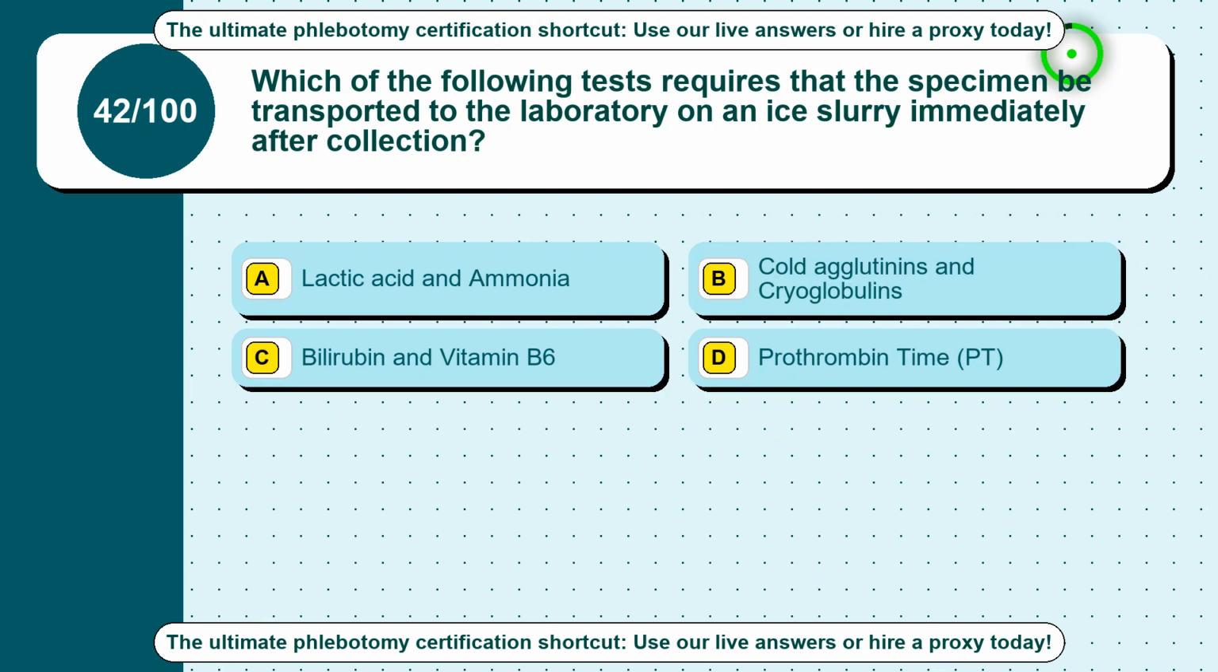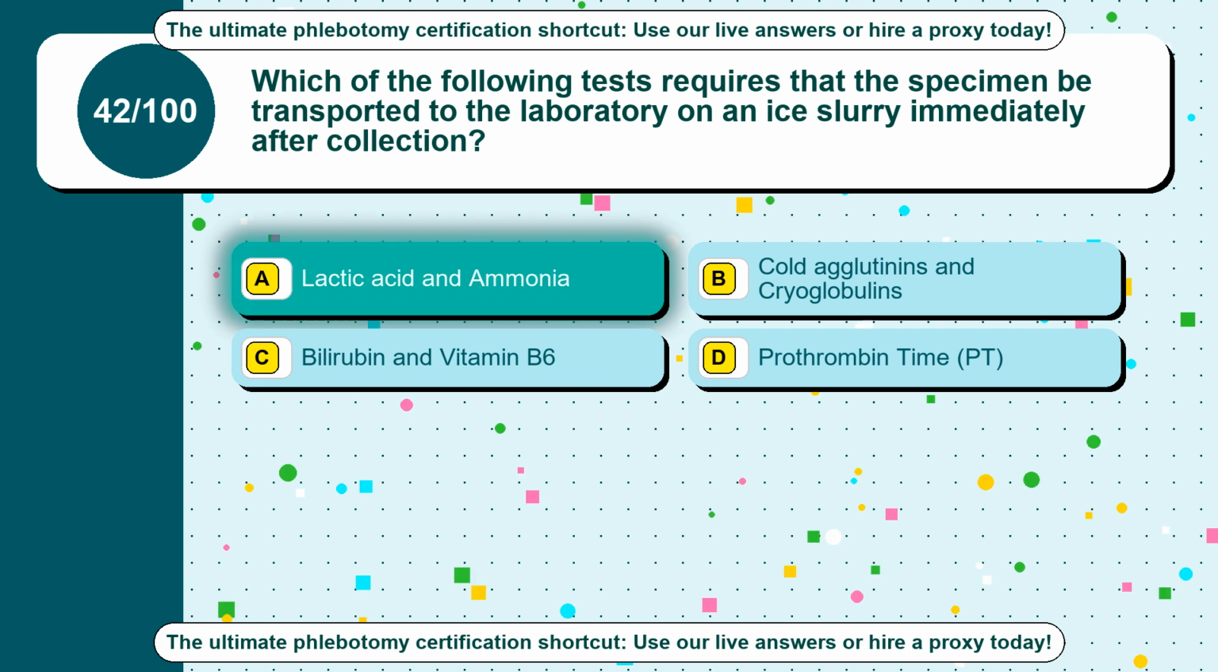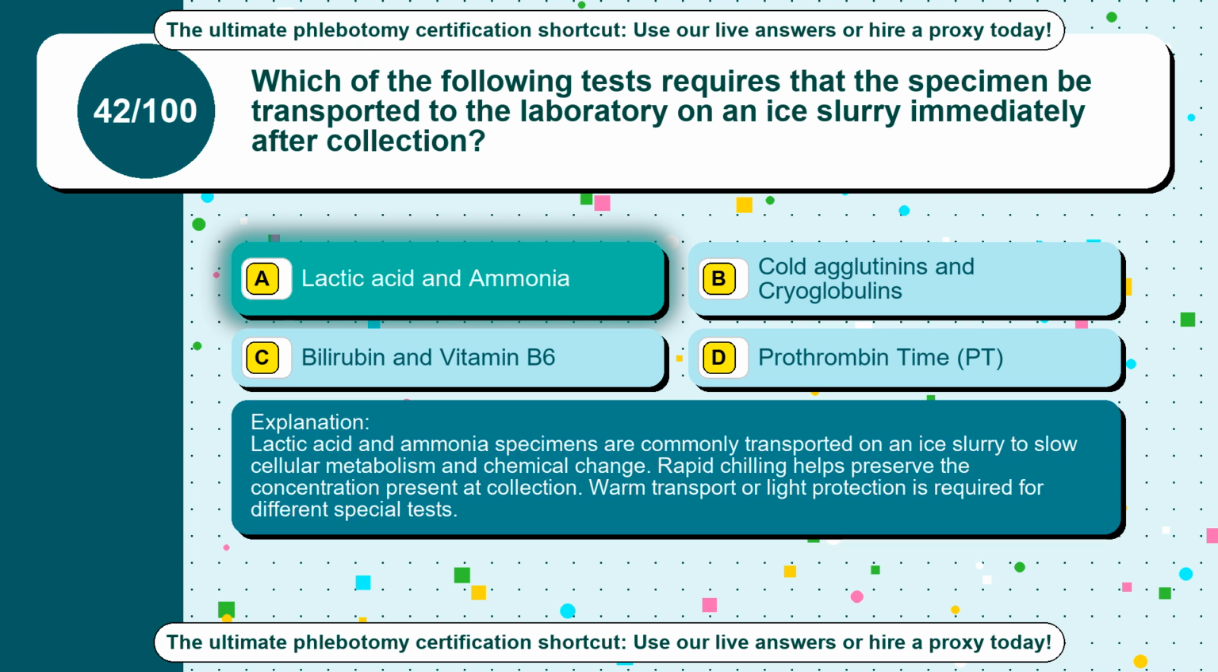Question 42. Which of the following tests requires that the specimen be transported to the laboratory on an ice slurry immediately after collection? Option A, lactic acid and ammonia. Option B, cold agglutinins and cryoglobulins. Option C, bilirubin and vitamin B6. Option D, prothrombin time. The correct answer is Option A, lactic acid and ammonia. Lactic acid and ammonia specimens are commonly transported on an ice slurry to slow cellular metabolism and chemical change. Rapid chilling helps preserve the concentration present at collection. Warm transport or light protection is required for different special tests.